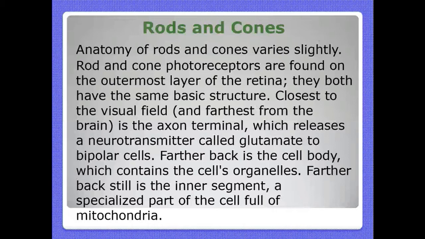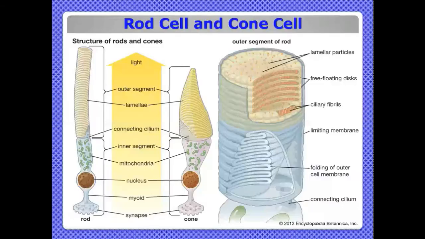See the enlarged portion of rod cell and cone cell, the structure of rods and cones. This is rod cell. Synapse here, myoid is there, nucleus is there. This side cone cell is there. Both have the same structure but slightly differ. Components are the same. Synapse is there in both. Myoid is there in both. Nucleus is there in both. Mitochondria is there in both.